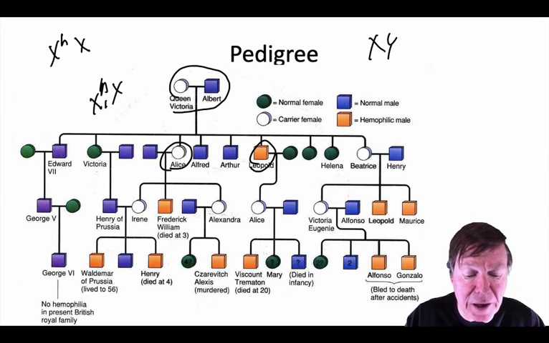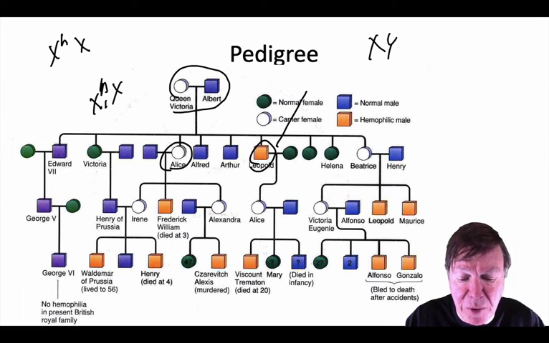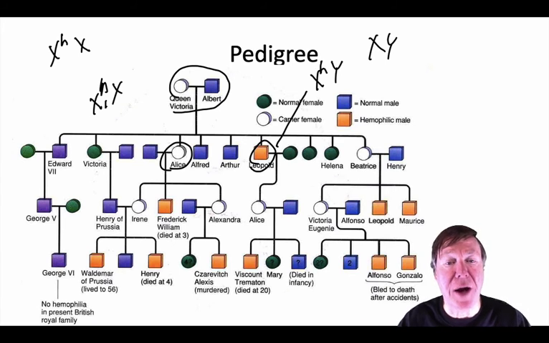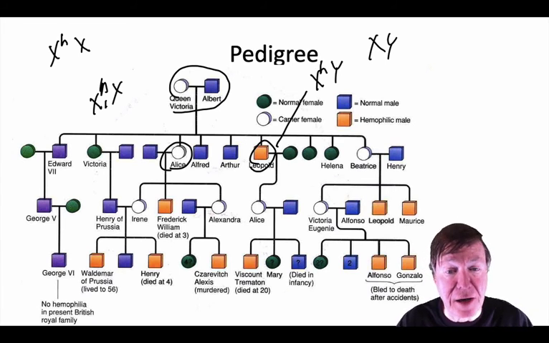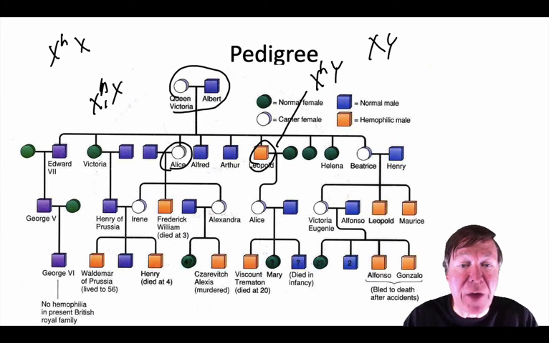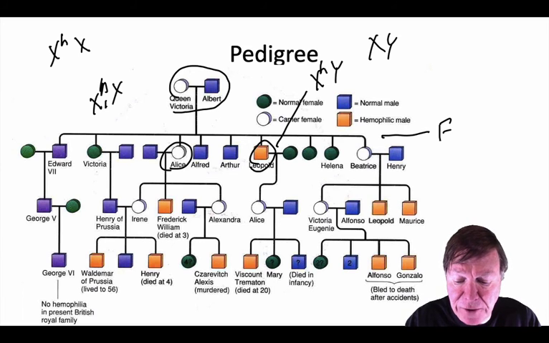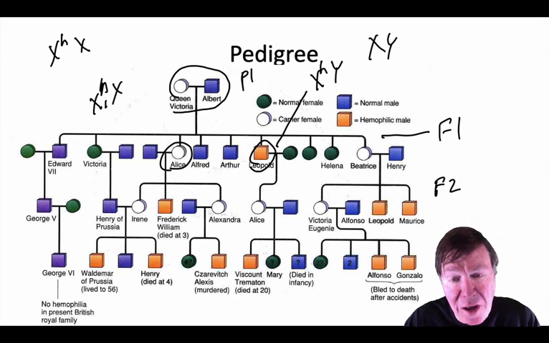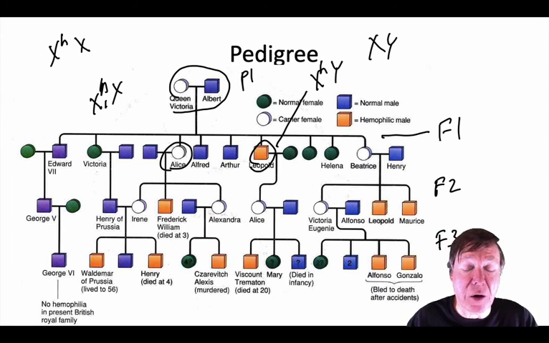Leopold here, he got the XH. So this is Leopold. He had XH. Dad passed on the Y. Leopold now has hemophilia. All right. They had kids. And you can see where each, and you need to know this, these are the kids. This is the F1 generation. This is the P1 generation. This would be the F2 generation. And this would be the F3 if we wanted to go that far.